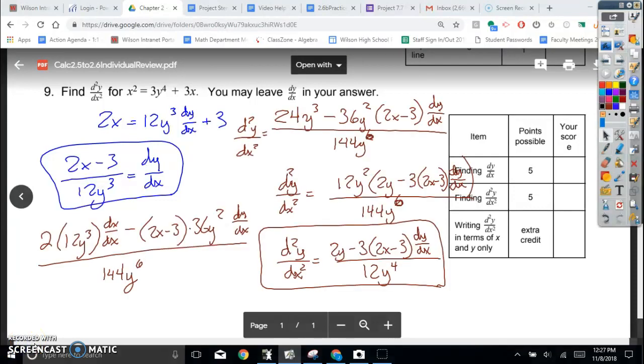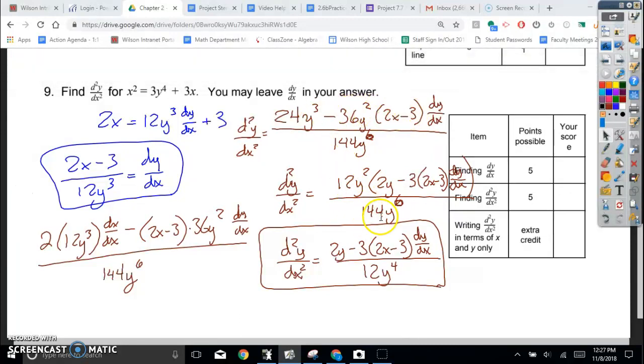All right, so I took the derivative using quotient rule here. You can follow along. Derivative of the top, rewrite the bottom. Derivative of the top, bottom times the top here, and square the bottom. Notice I had a GCF of 12y squared here, so I pulled it out and then reduced the numerator and the denominator there. All right, notice it said leave dy/dx.